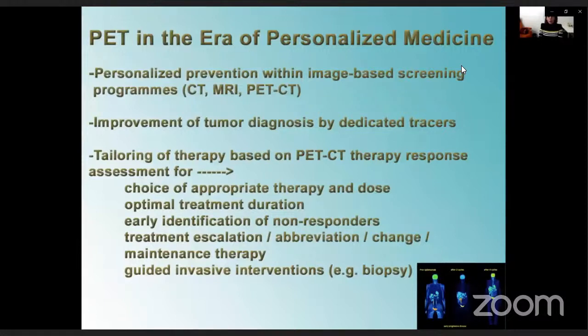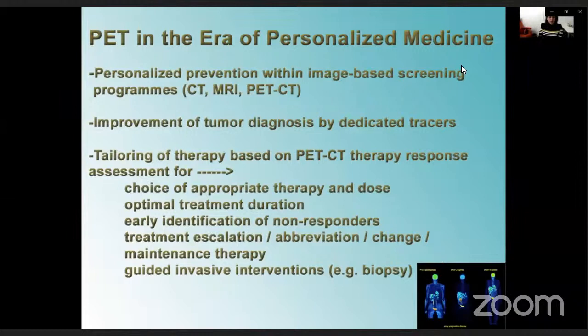Now, I'd like to speak a little bit about the role of PET in the era of personalized medicine. In general, the role of imaging in the era of personalized medicine is crucial, and this will increase in the near future, together, of course, with other approaches like omics technology, genomics, proteomics, and so on. Large image-based screening programs will be increasingly used for personalized cancer prevention, for example, for lung cancer, breast cancer, or prostate screening. Of course, not only PET, but CT and MRI are included.